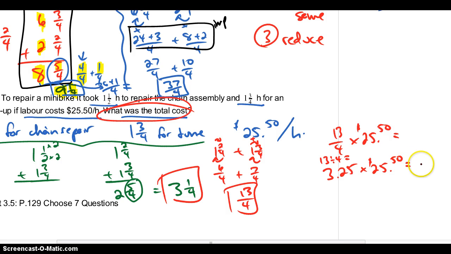And that is equal to 82.85. So there we go. We just figured out how much it's going to cost to repair this bike. 82.85.